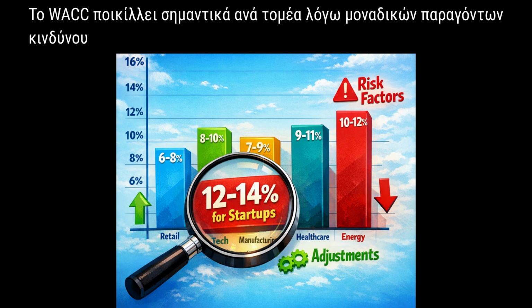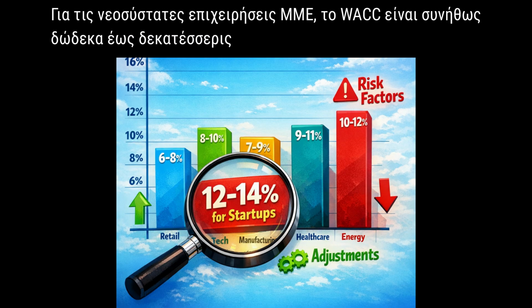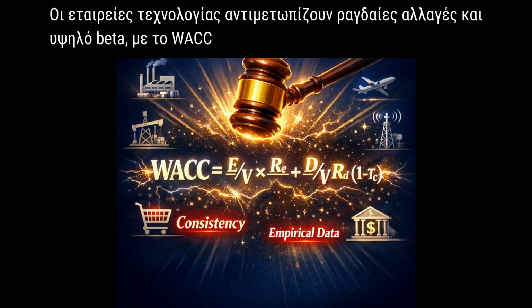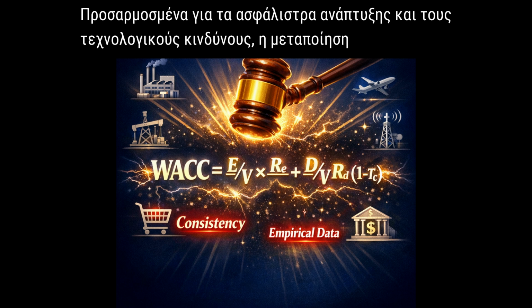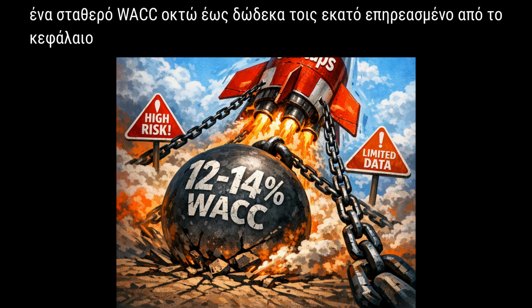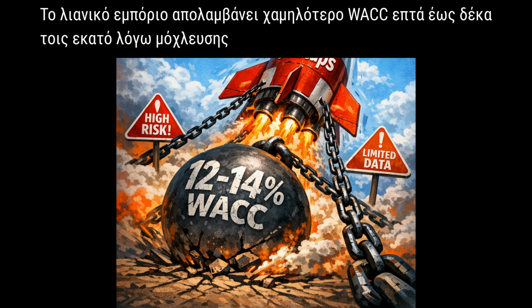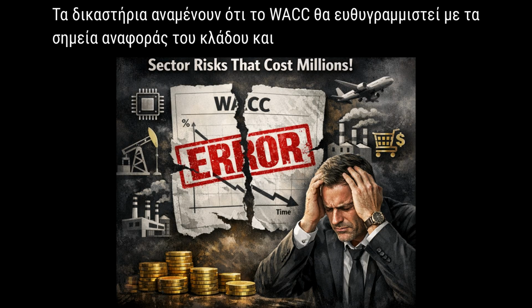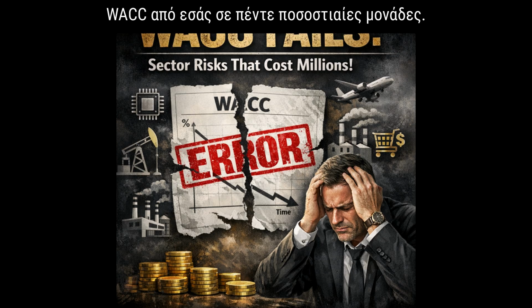WACC varies significantly by sector due to unique risk factors and valuation challenges. For SMEs/startups, WACC is typically 12 to 14%, reflecting high failure risk and limited market data. Technology firms face rapid change and high beta, with WACC ranging from 10 to 14%, adjusted for growth premiums and tech risks. Manufacturing has a stable WACC of 8 to 12%, influenced by capital intensity and global risks. Retail enjoys lower WACC, 7 to 10%, due to leverage but faces e-commerce disruption. Courts expect WACC to align with industry benchmarks and company-specific realities, as sector risks can shift WACC by up to 5 percentage points.